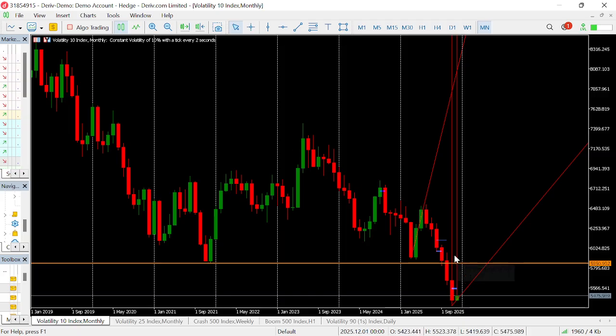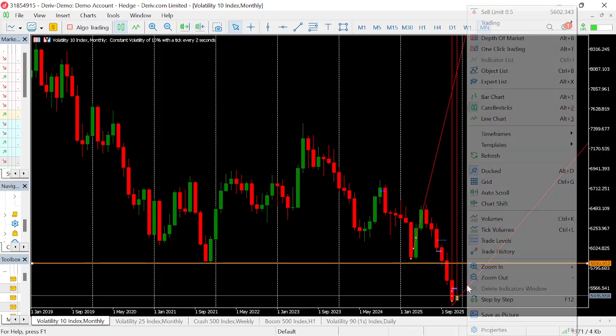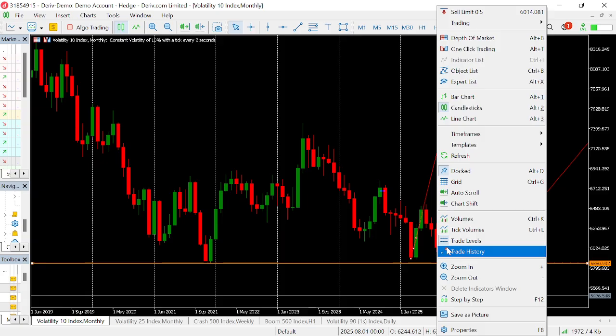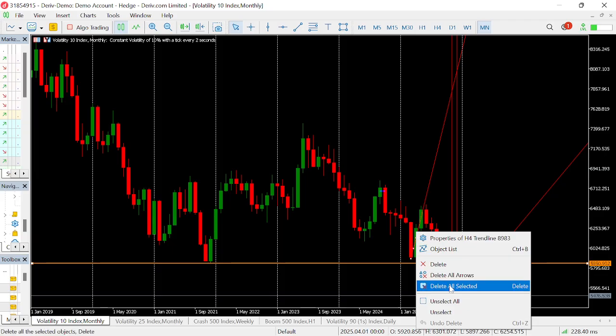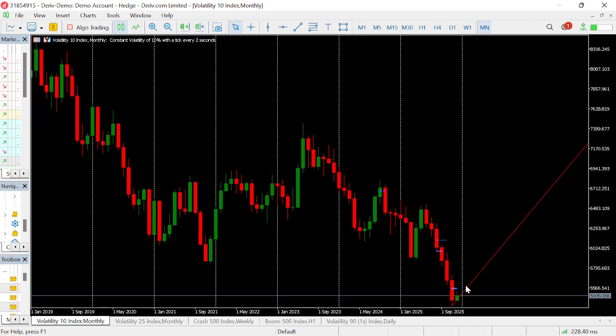So currently we are on their monthly time frame, so I would simply mark all of this and try to delete it out so that we can see the monthly chart easily. Delete all selected, good.